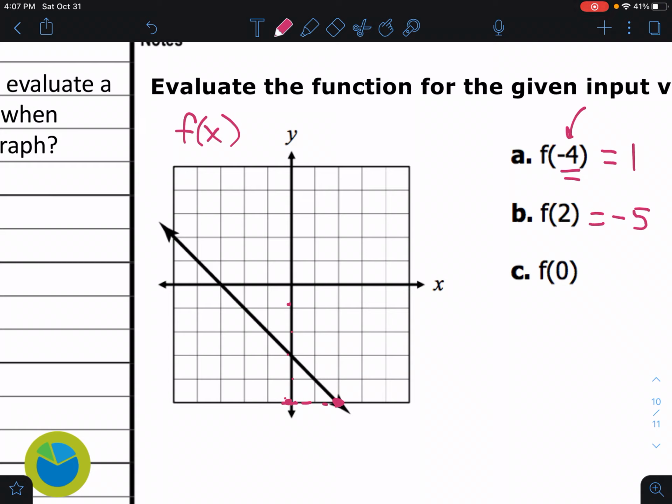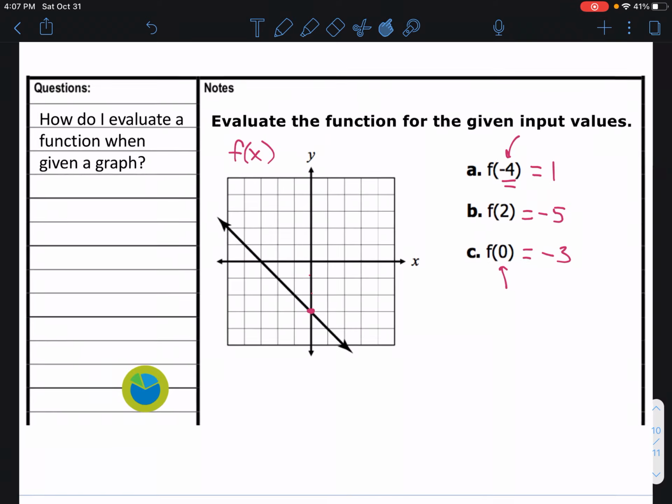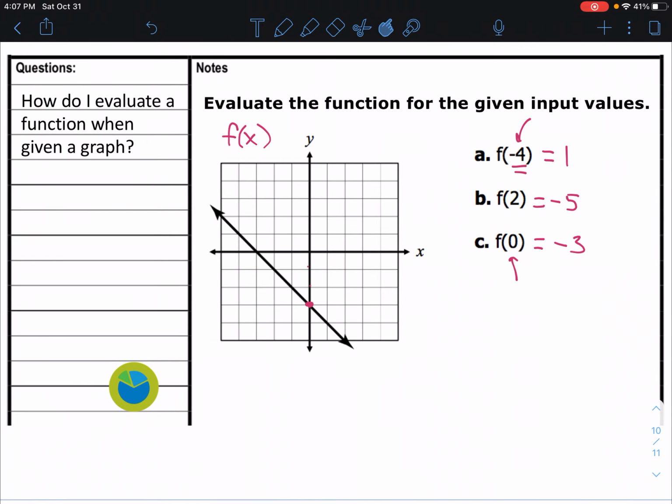And then lastly, 0. So I want to find where x is equal to 0. Well, that's this line right here. It's actually the y-axis. Where does that intercept our graph there, our line? It's right here. Now what's the y value there? -1, -2, -3. And that's how you use the graph to evaluate a function. You can just look and then look at the y-axis. I hope that makes sense.